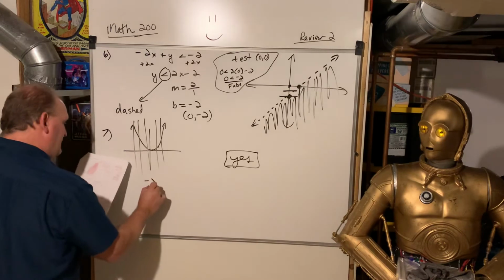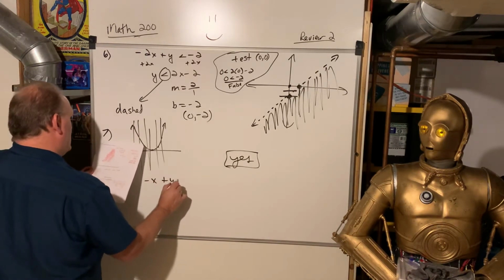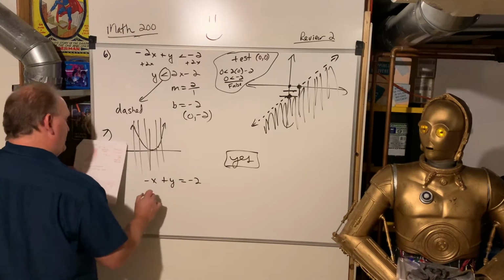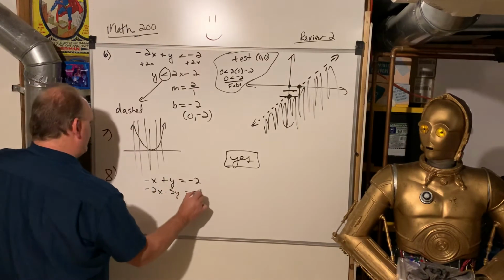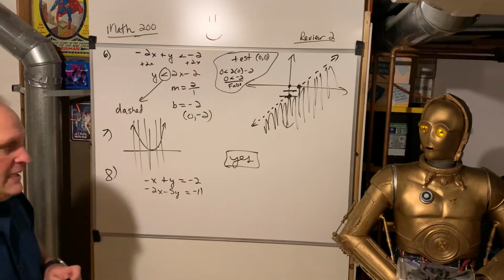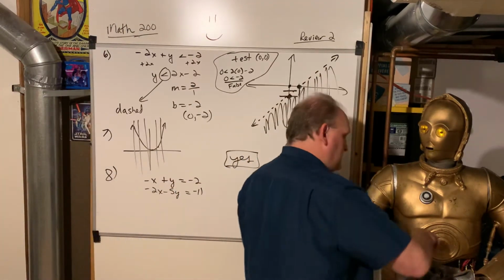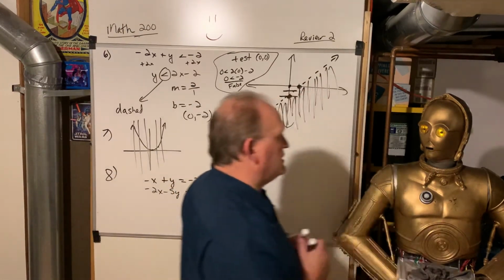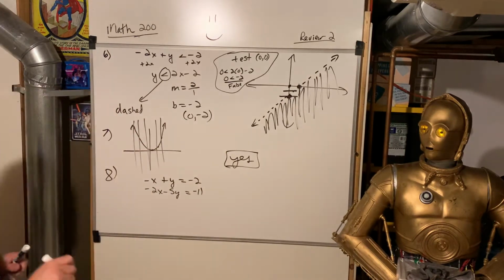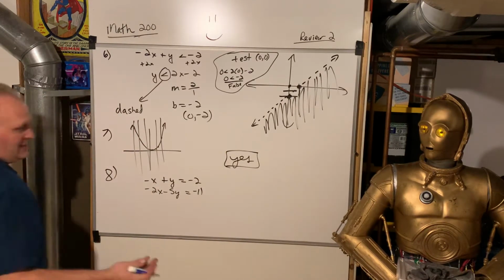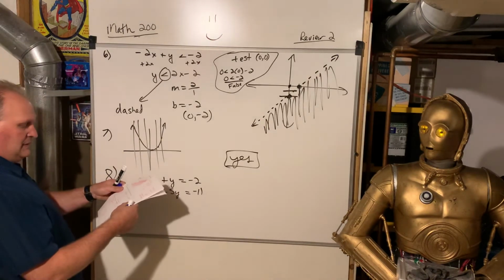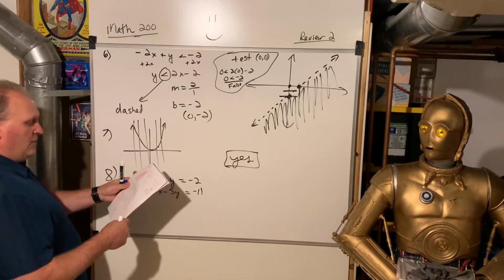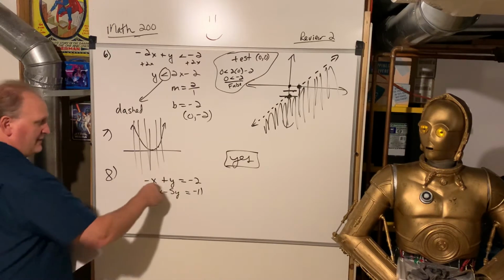We got -x plus y is equal to -2, and we got -2x minus 5y is equal to -11. And so you can solve this in any way you want. If you want, you could use substitution. I think I'm going to solve it by using elimination. I just think that's the easiest one. So I'll tell you what, I got rid of the y's on the key.